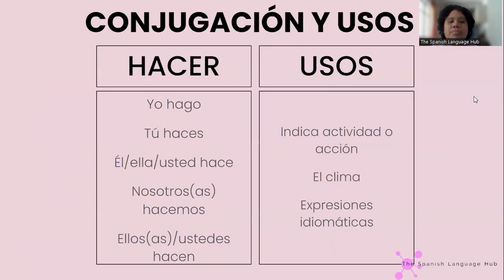Let's move on. Hacer. Okay, hacer is usually translated to do and to make. But as we know, everything depends on the context, and we see why. Yo hago, tú haces, él, ella, usted hace, nosotros, nosotras hacemos, ellos, ellas, ustedes hacen. And the uses: to indicate activity or an action, to talk about the weather, and idiomatic expressions. So just expressions, right?